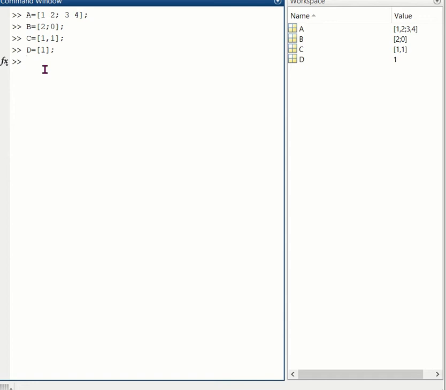After defining the system in the form of matrices A, B, C, D, which is nothing but the state space representation, let us try to convert this into the transfer function model.